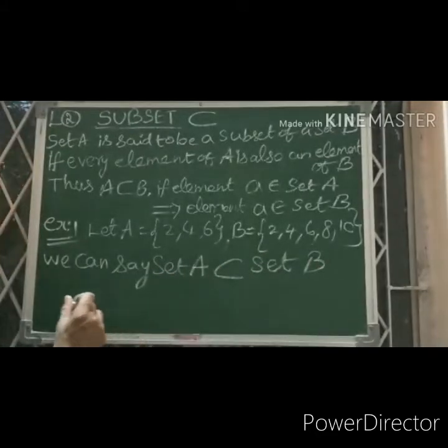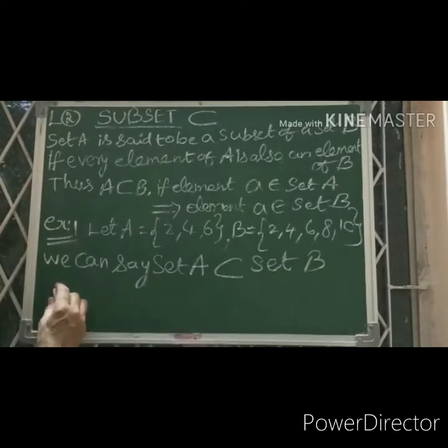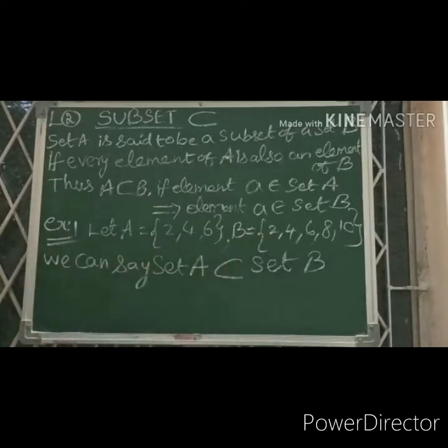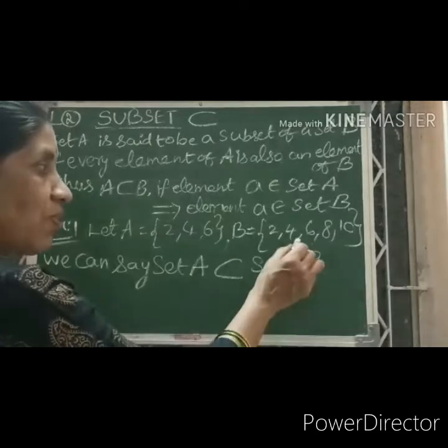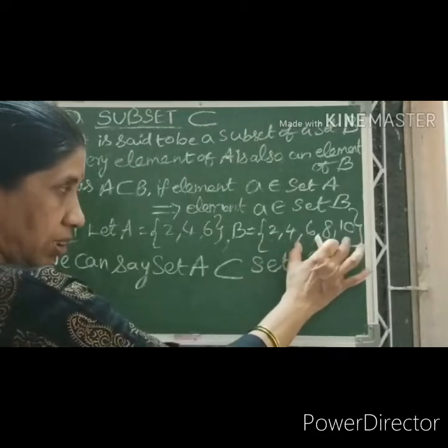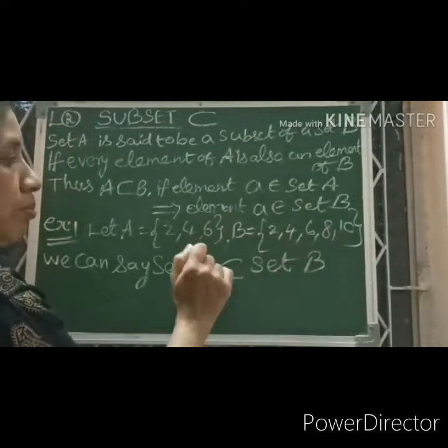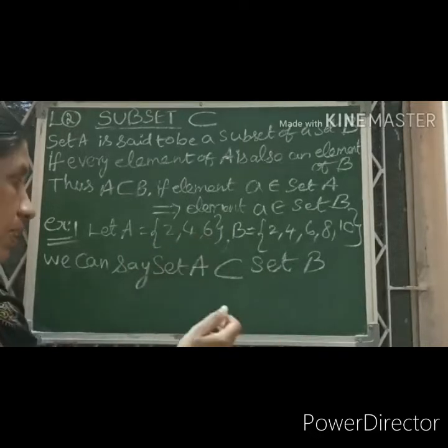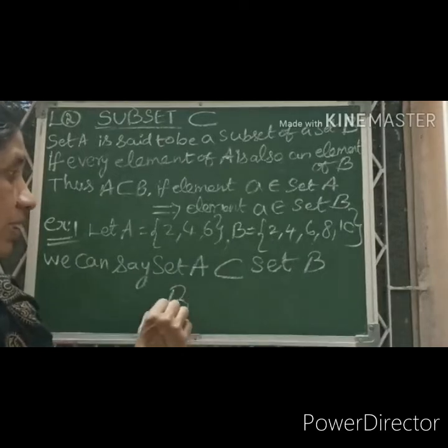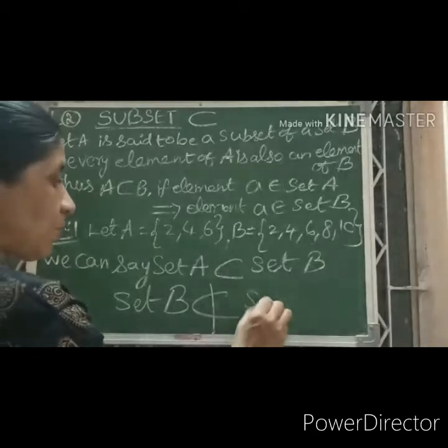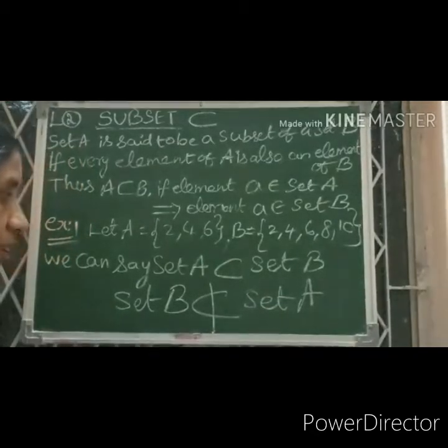Okay, I will ask, can I say set B is a subset of set A? What is the number of terms in B? B has 5 numbers: 2, 4, 6, 8, 10. There are 5 elements in B. But in set A, we have only 3. 8 and 10 are missing. So set B is not a subset of set A.